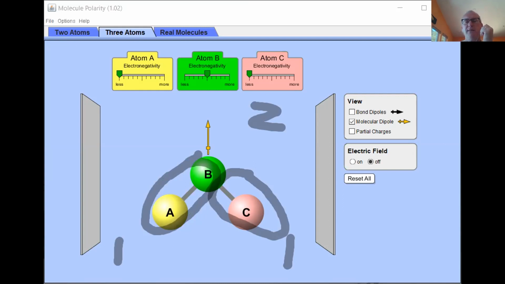Right, but I'm talking about just these bonds. Let's say I have a very polar bond here. So this is very polar, and so is this. Does that necessarily mean that my overall molecular dipole will also be very polar? Can I just add them together? So if I have one polar bond plus another polar bond, automatically I'm going to have a polar molecular dipole as well.